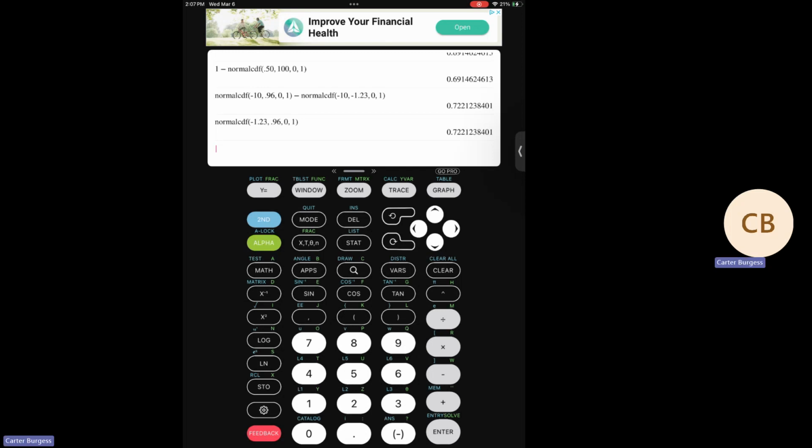This is not on the quiz tomorrow. Quiz is over 5.1 through 5.3. So probability distribution functions, mean, variance, standard deviation, and then the binomial.